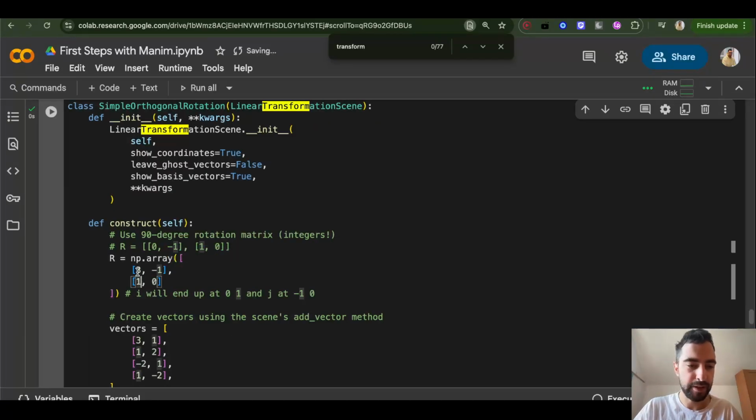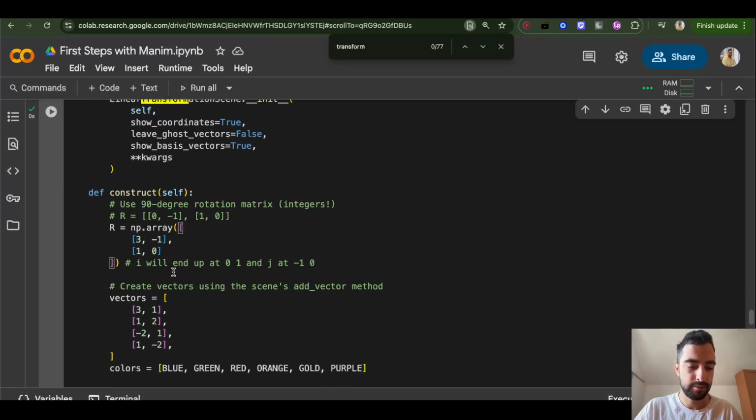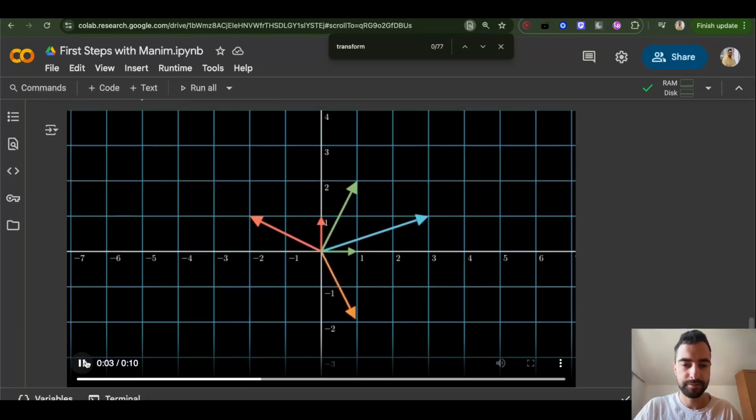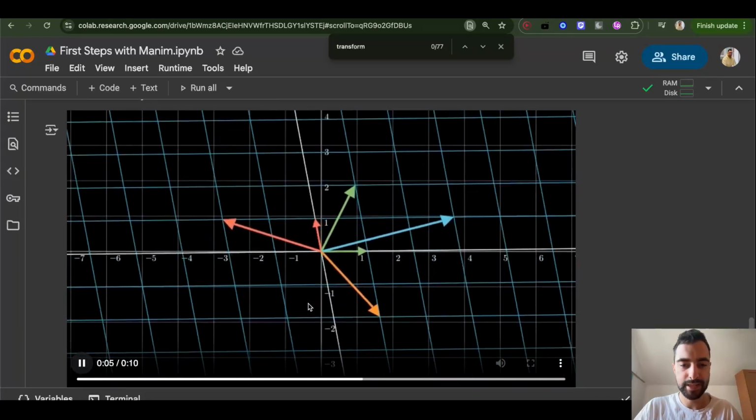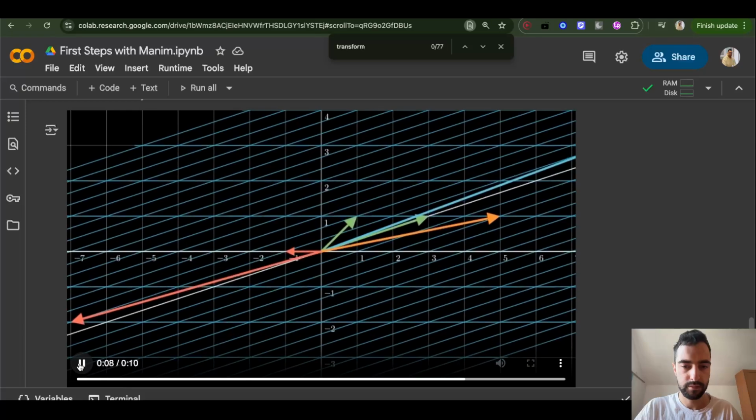But check this out. If I put number 3 here, check out what happens. The space gets stretched, and it pulls all of the vectors.